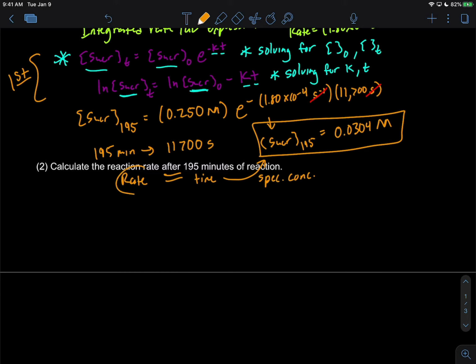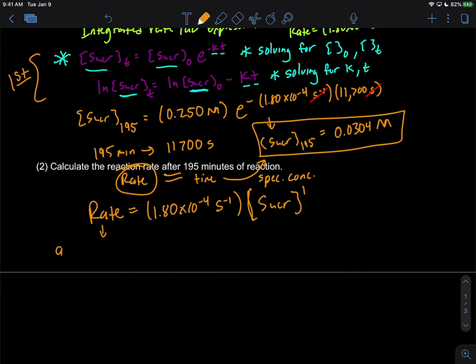So anytime we're trying to determine the reaction rate, that should always bring us to our general rate law expression, or in this case, because we know what our k value is, 1.80 times 10 to the negative fourth inverse seconds. And then we want to look at the concentration of sucrose raised to the first order. Now, it's not our original concentration. Our original concentration was 0.250. Now it's decreased after 195 minutes to 0.0304.